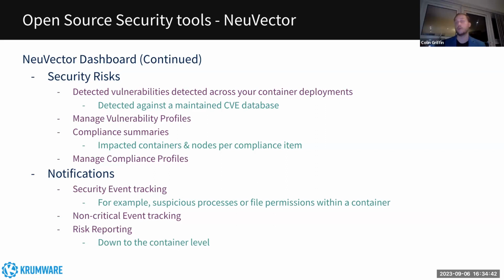And we also get what you'd expect. We'd get our notifications for security event tracking, also non-critical event tracking. So you don't always necessarily want to block traffic. You may want to just alert, so you can choose to add that rule later or determine what to do with that. And we also have risk reporting down to the container level.